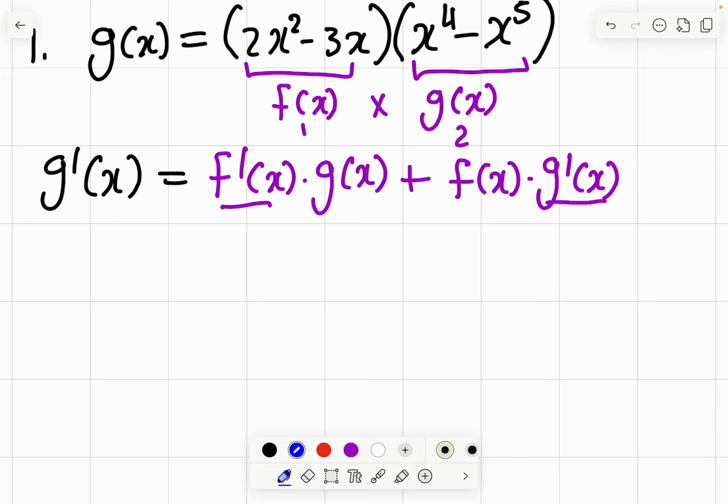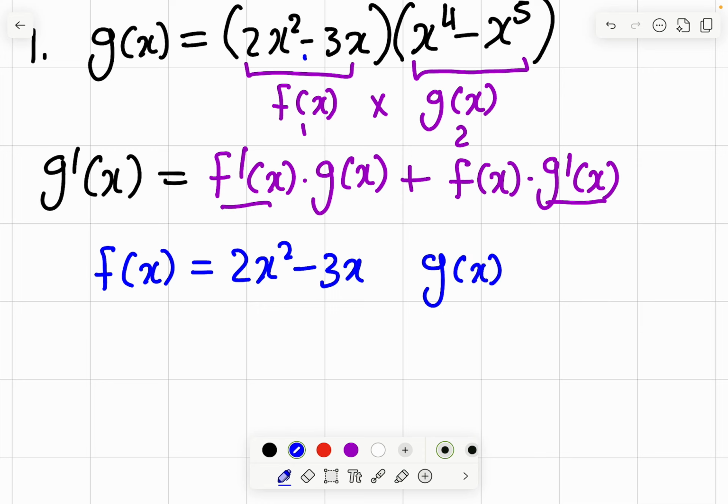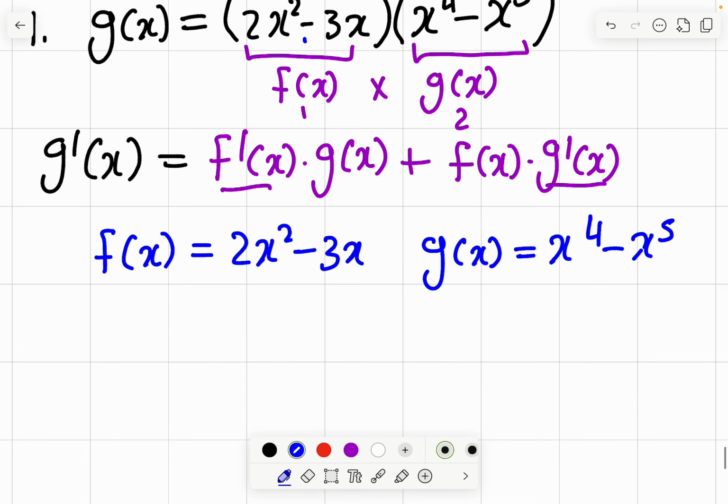So for now, our f of x is 2x squared minus 3x. Then our g of x is x to the 4 minus x to the 5. So it means we have this f of x, here it is, and then g of x, here it is. So now we have to find f prime of x, and we have to find g prime of x.